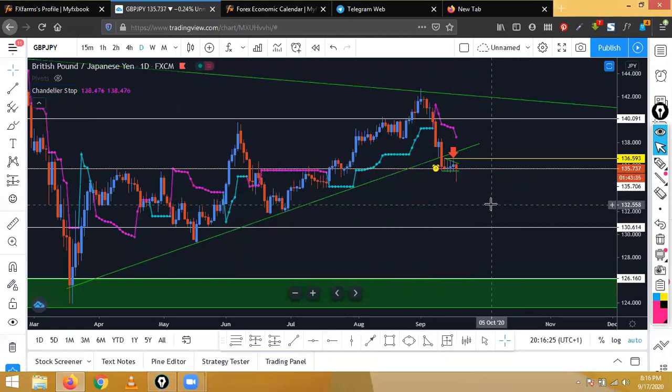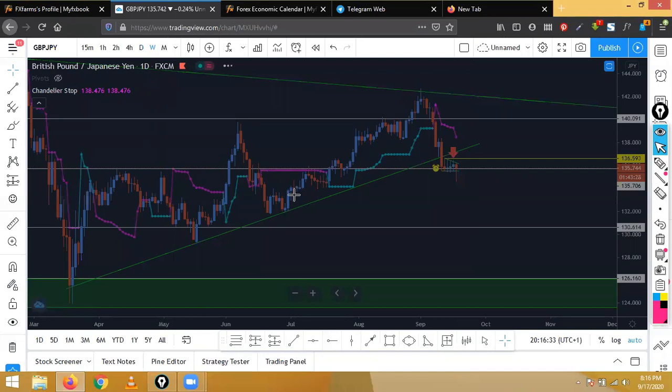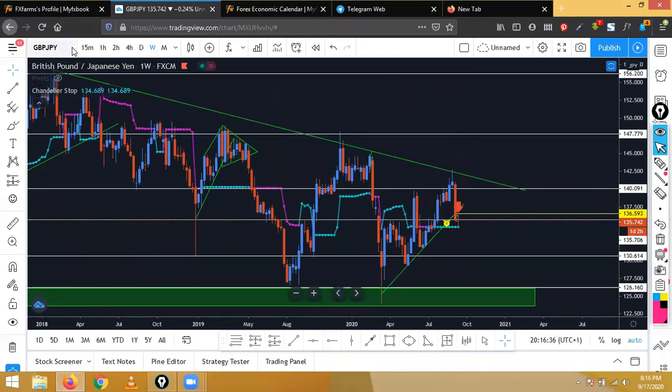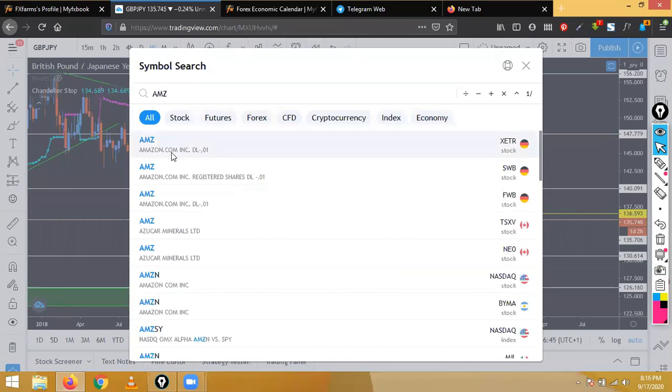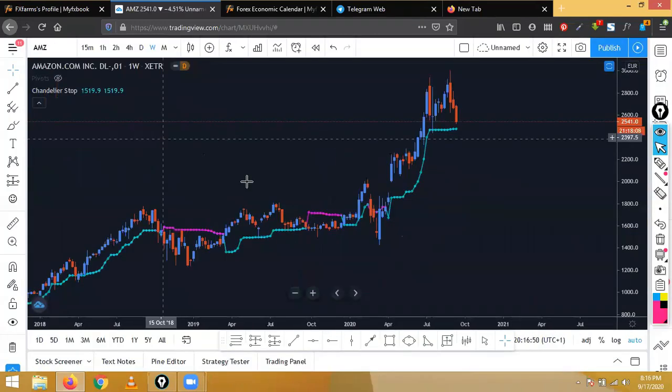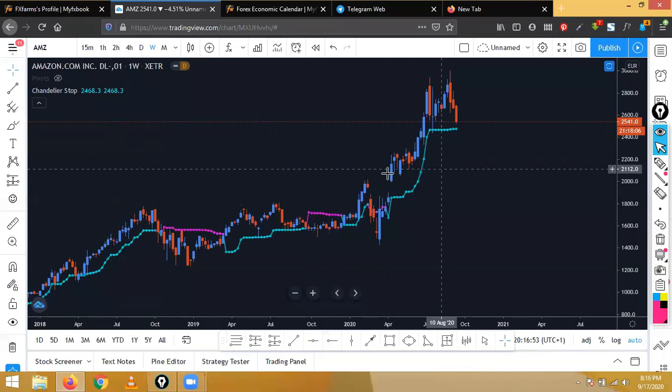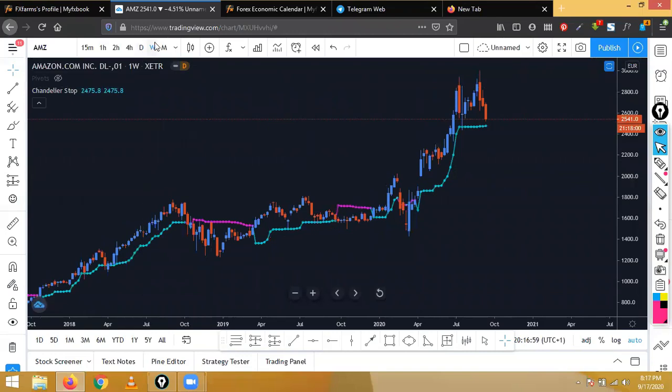So this is how the Chandelier stop looks like. I need to go to an empty chart because it seems my analysis is on this one. Which chart have I not done analysis on? Let me look at Amazon. AMZN. I have analysis on Amazon. Okay, right, so we use this to do our testing. This is the weekly time frame. Let me hide the indicator first.